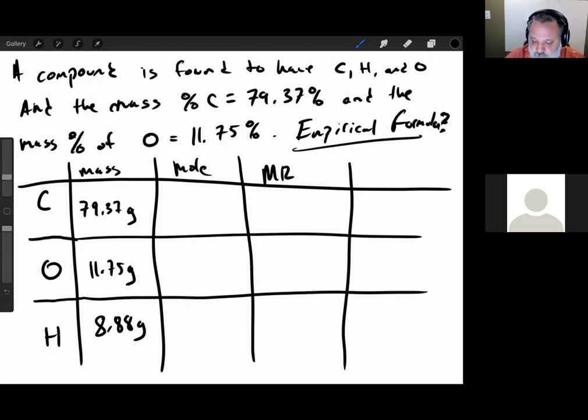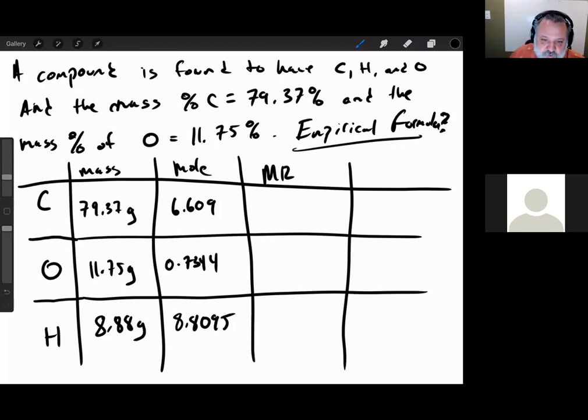So 79.37 divided by 12.01, I get 6.609. 11.75 divided by 16, I get 0.7344. And 8.88 divided by 1.008, I get 8.8095. I'm going to carry along an extra digit here. Okay, what's the smallest value?